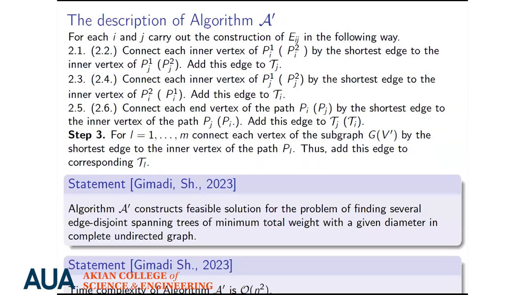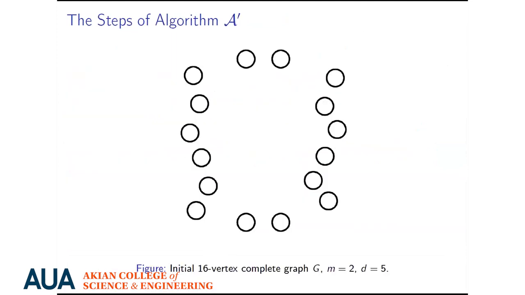Let us describe them by example. In this work, the feasibility of the algorithm and its time complexity were proved. So we have an initial complete graph. I want to describe the steps of this algorithm, and we have two spanning trees which I want to construct, and the diameter of each tree is equal to 5.